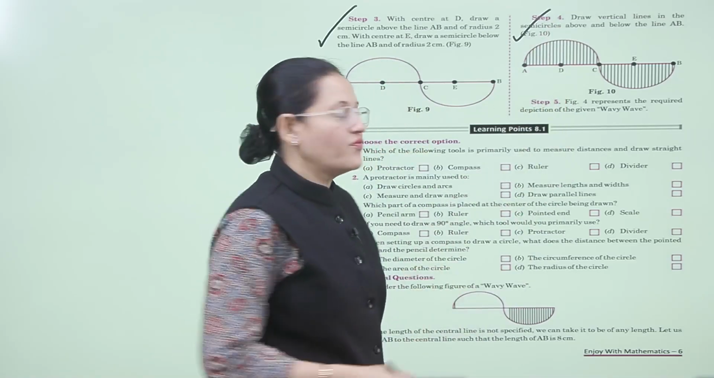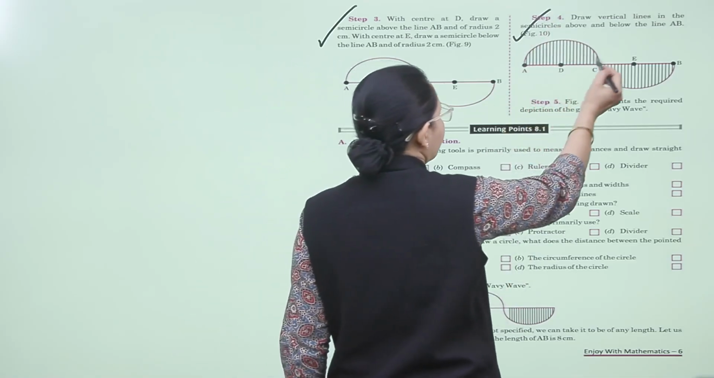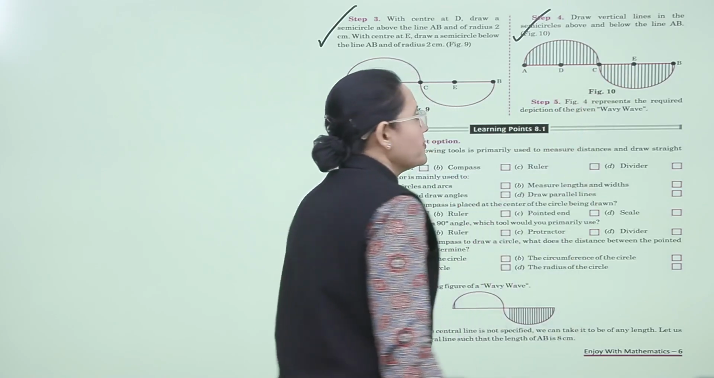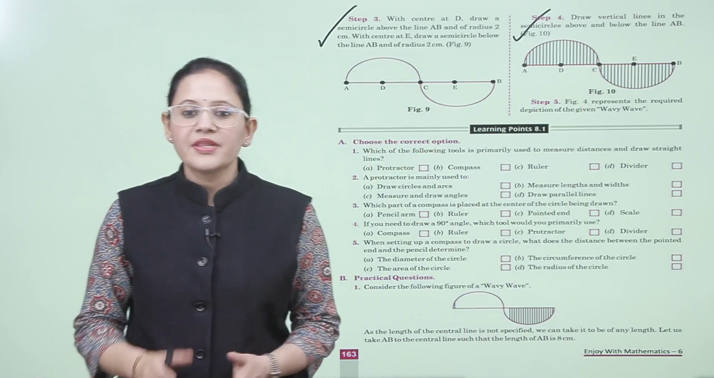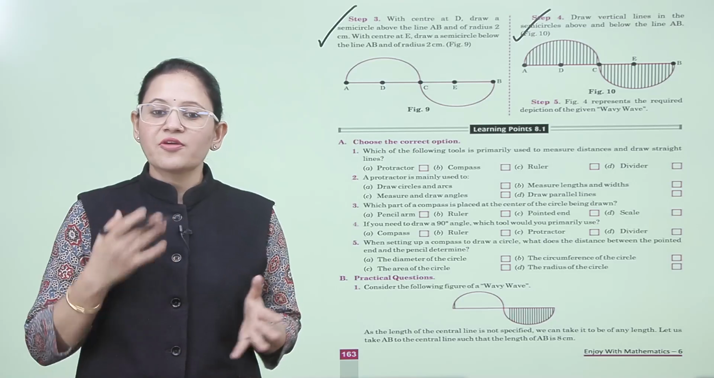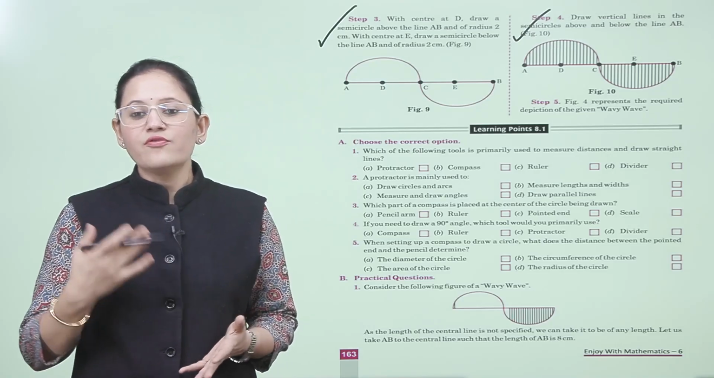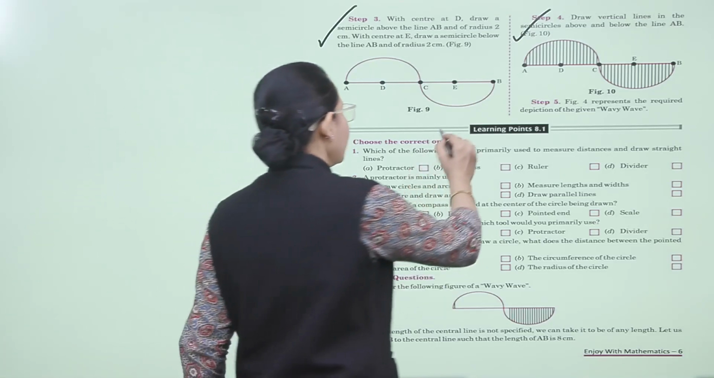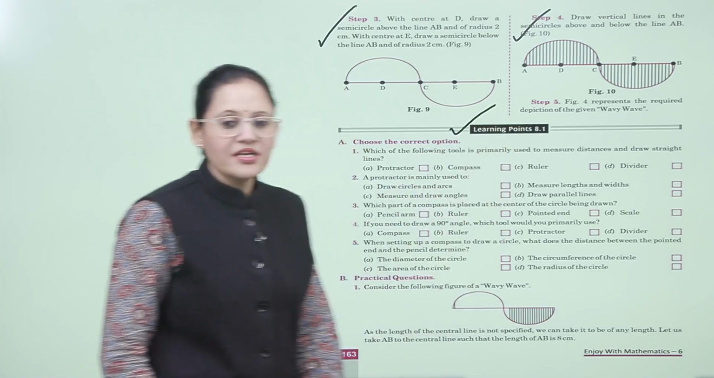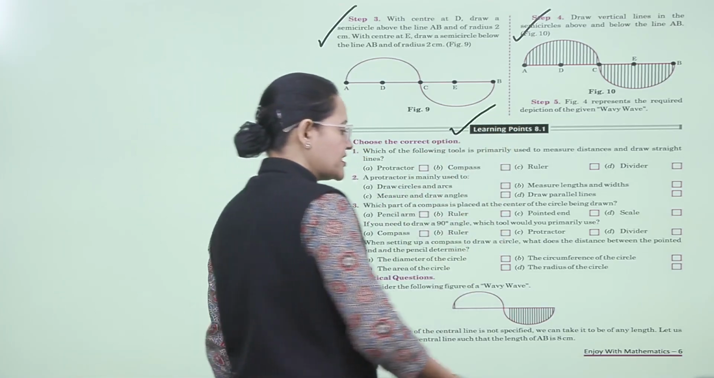Now what we will do? We will draw vertical line like given here in the semicircle above and below line AB. So that will represent the required depiction of the given wavy wave. Clear? Next is learning point 8.1. So you have to practice all the questions given here.